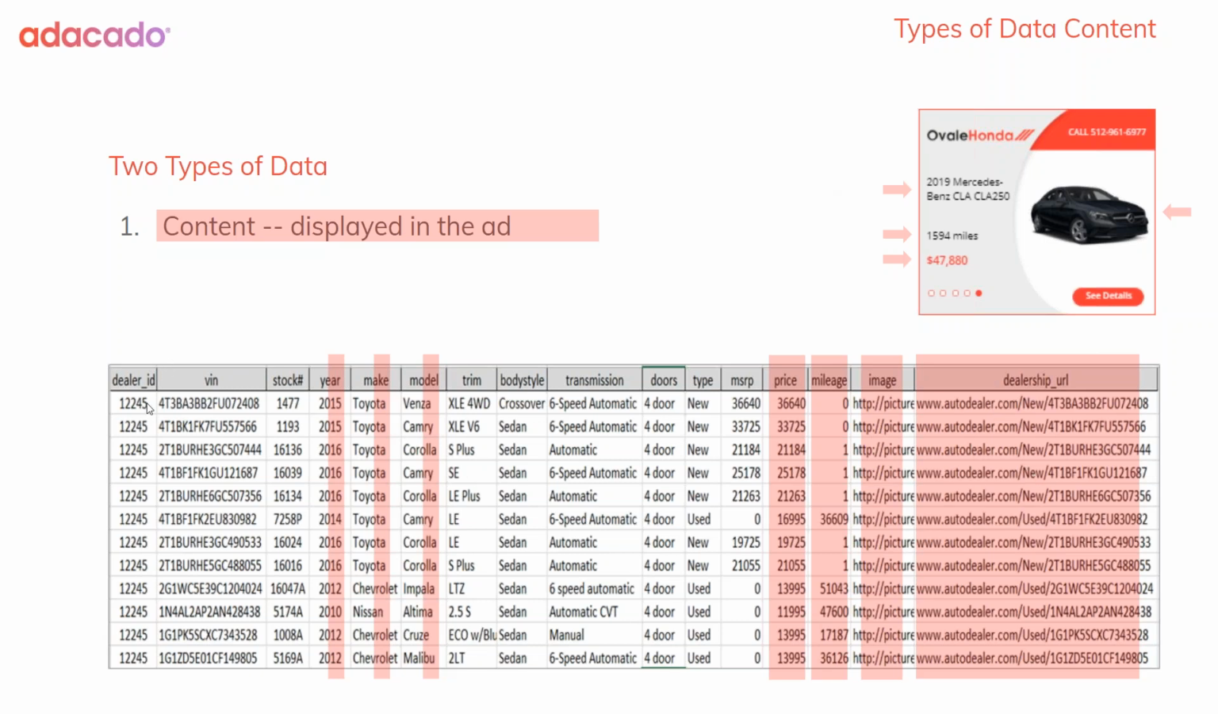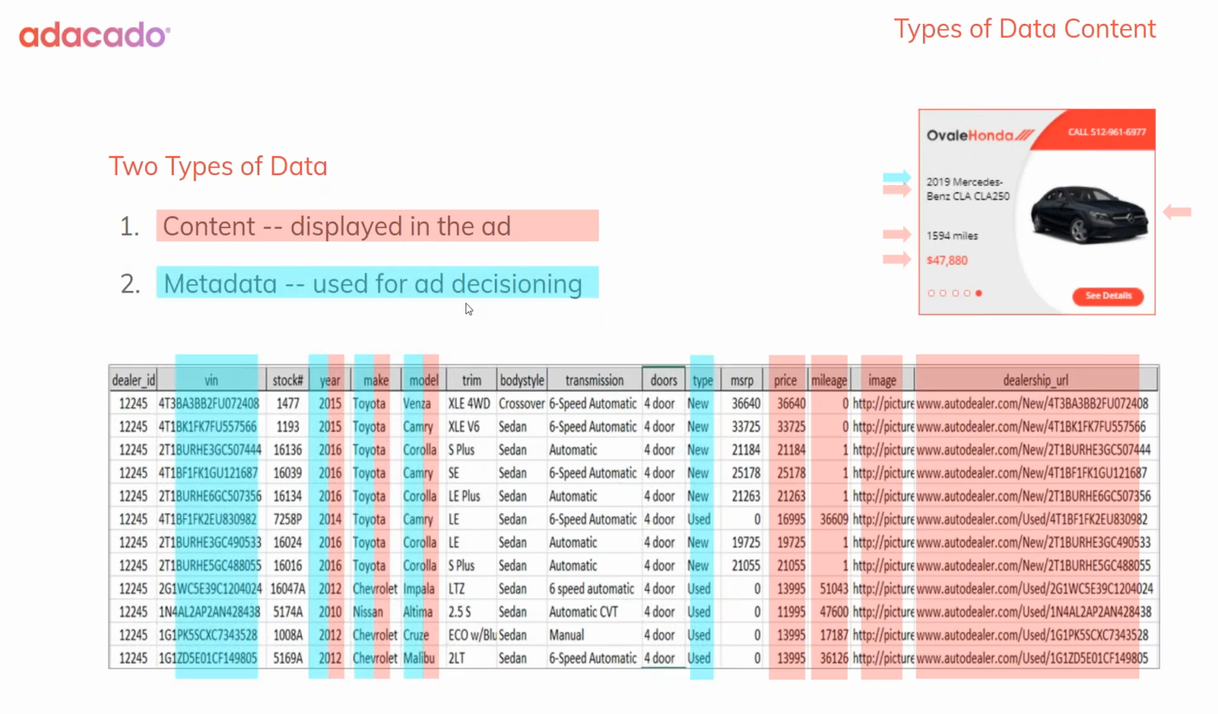Now, there can be a lot of other data attributes in a feed that we may or may not use. Some of that would be the second type of data that we're looking for, which is metadata that we use for ad decisioning. So an example would be a vehicle ID number or a product ID number, so that we can match up that product that the user looked at on the website and show them that exact same product or vehicle.